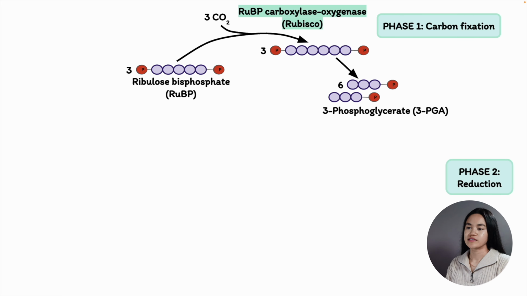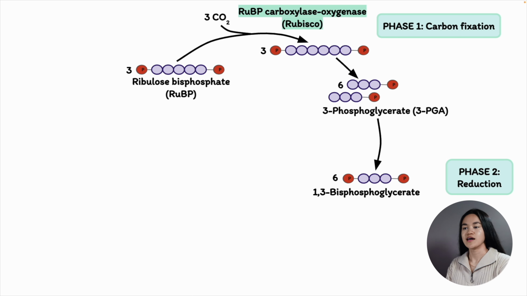This phase requires ATP and NADPH to convert 3-phosphoglycerate from the previous phase into a 3 carbon sugar. This process occurs in 2 steps. Let's break down the first step. First, each molecule of 3-phosphoglycerate is converted into 1,3-bisphosphoglycerate. Each molecule gets a phosphate group from ATP, and we produce ADP. We need 6 ATP molecules here because we have 6 3-phosphoglycerate molecules.